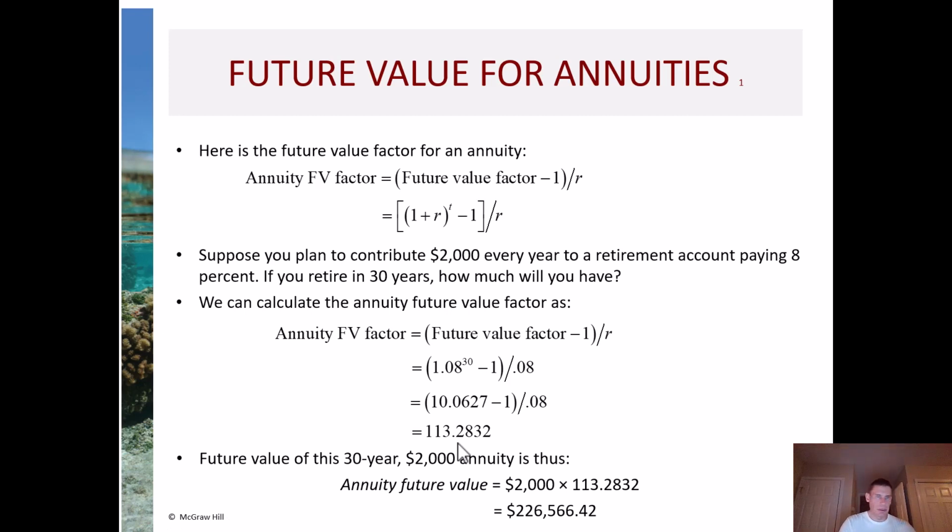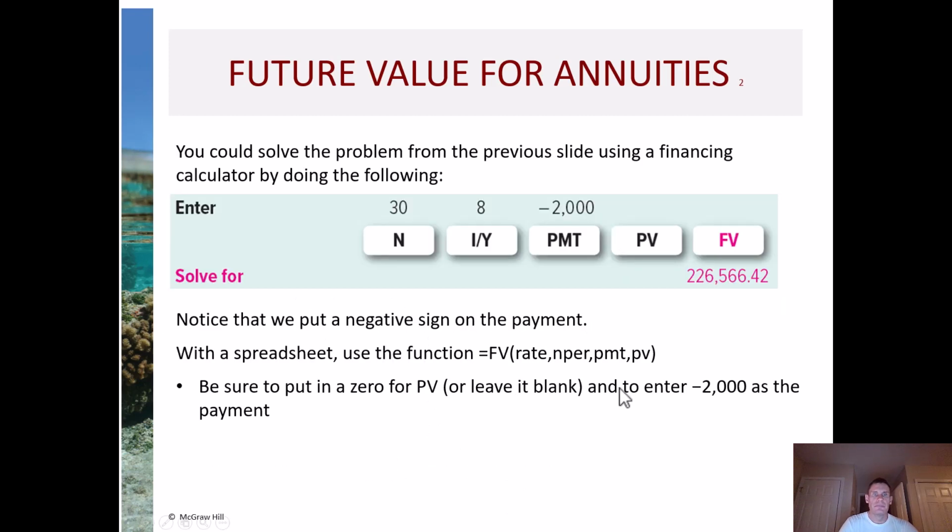Think of that as the future value annuity factor, if you will. We could have looked that up in a table, but it's quicker to do it this way. Then take the $2,000 yearly payment and multiply it by the factor. We get $226,566.42. So if you pay in $2,000 a year for 30 years at 8% compounding, you will have $226 and some change at the very end.